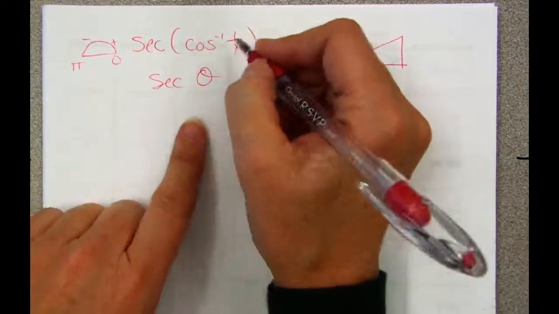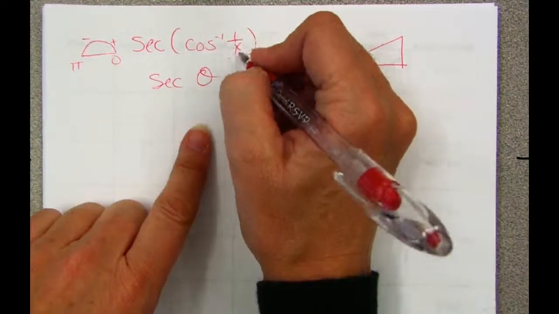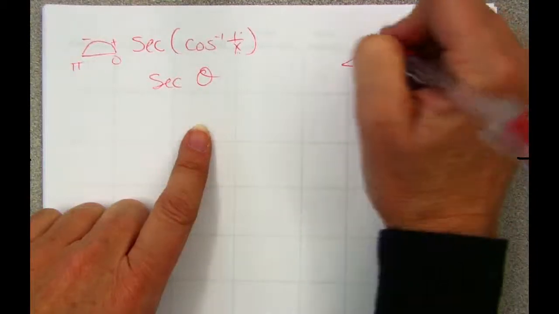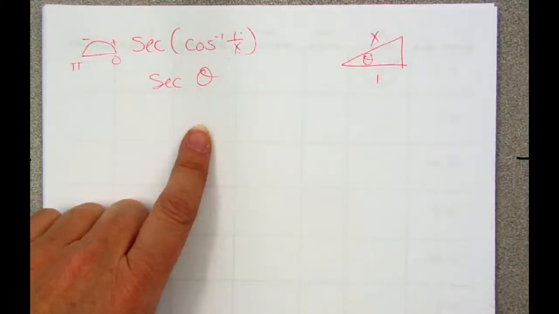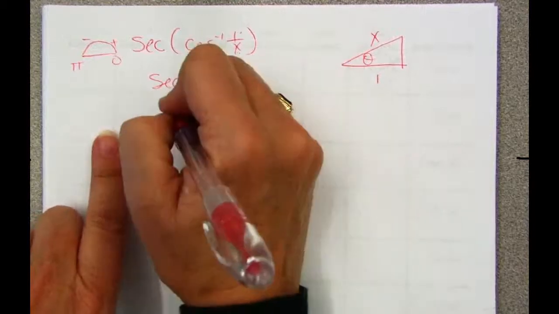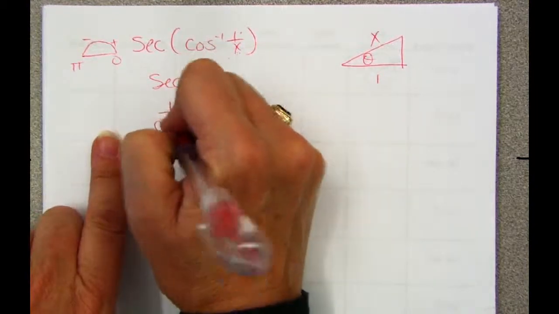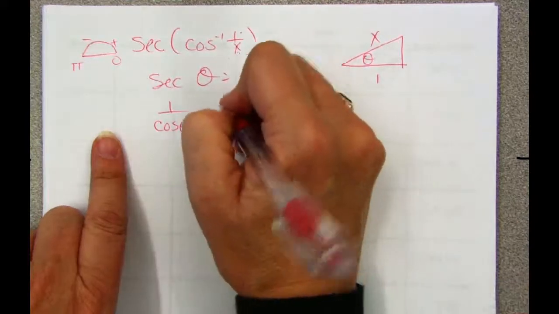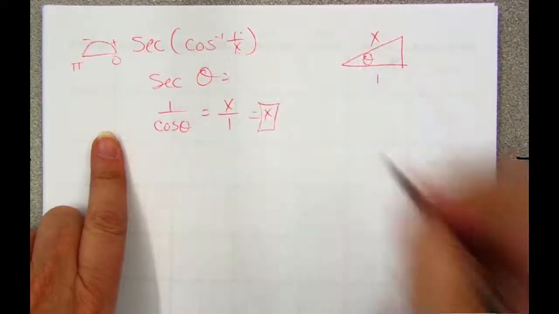So cosine is adjacent over hypotenuse. Adjacent over hypotenuse, correct? But for secant, let's see, what is that? I'm going to write the reciprocal. Isn't that 1 over cosine theta? Oh. I don't need to do Pythagorean theorem.